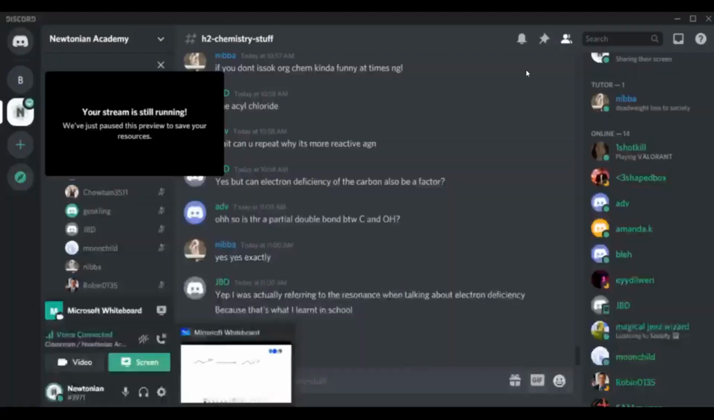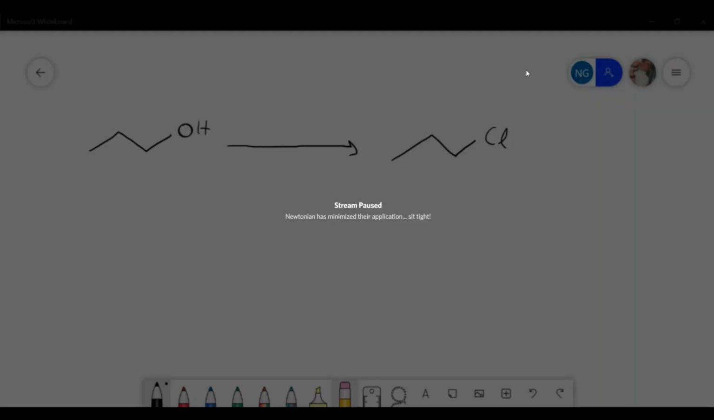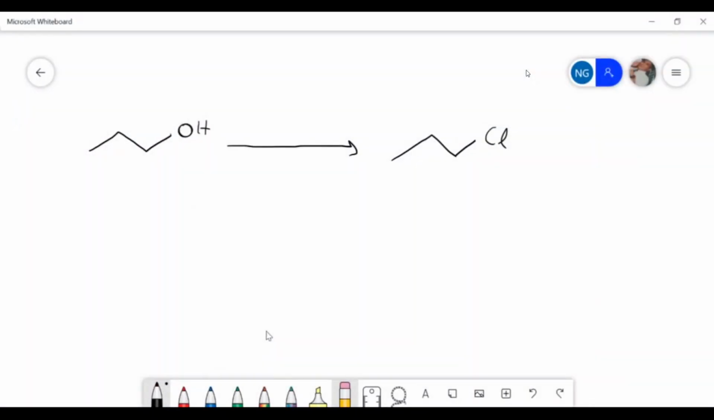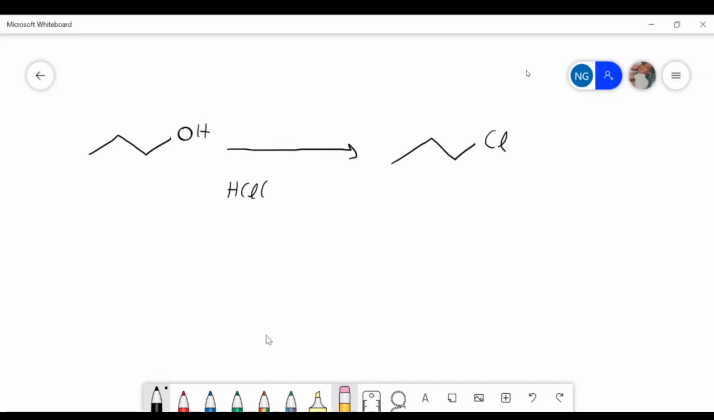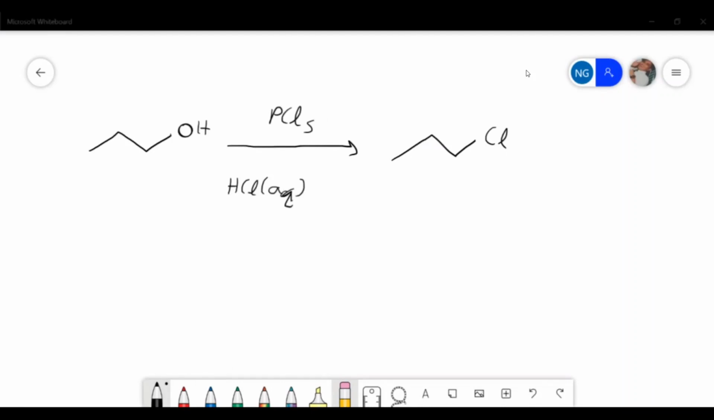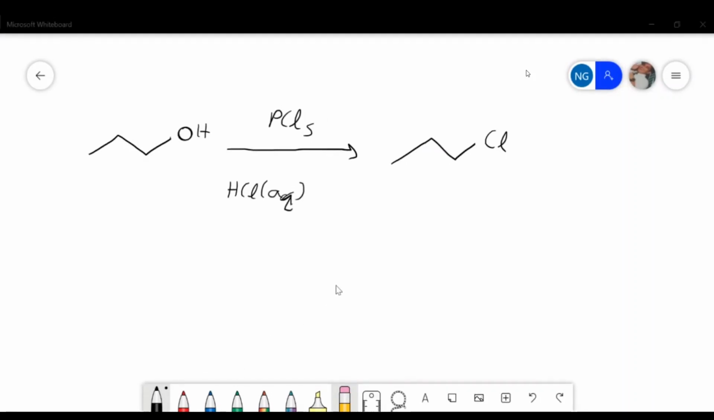Okay, let's think about this question. This question is something that isn't covered in H2, right? So you guys know how you can't use HCl-AQ to do this, and you have to use PCl5 or PCl3. Have you guys thought about why? Because fundamentally both of these contribute Cl minus. Do you guys know why HCl doesn't work but PCl5 does?